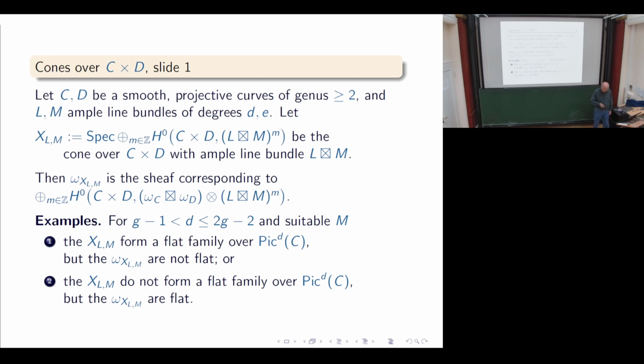Okay, so it's probably easier to see here before we go to the next slides how to guarantee that these are flat. If I vary L, I get these vector spaces, and if all of them have the same dimension, then X_{L,M} is a flat family. And then the same for the dualizing sheaf. If all these dimensions here are independent of L, so once again I fix M and I let L vary, then the dualizing sheaf is flat.